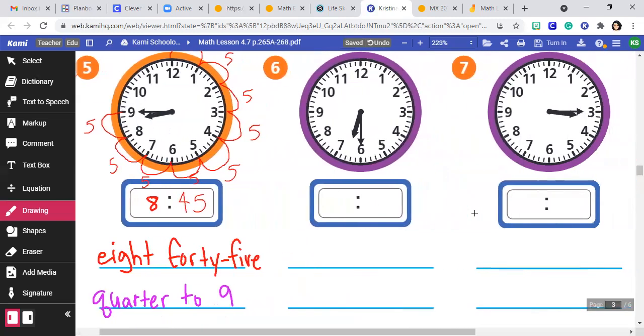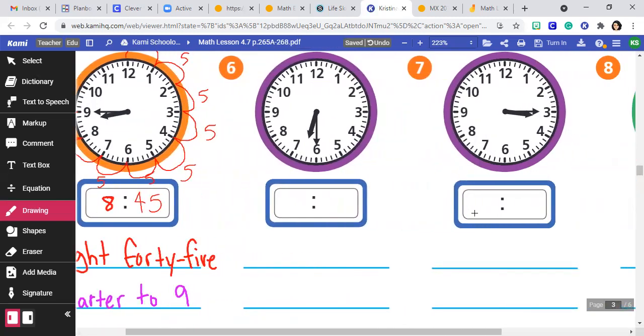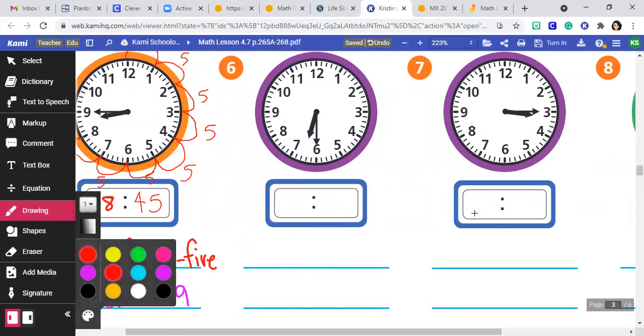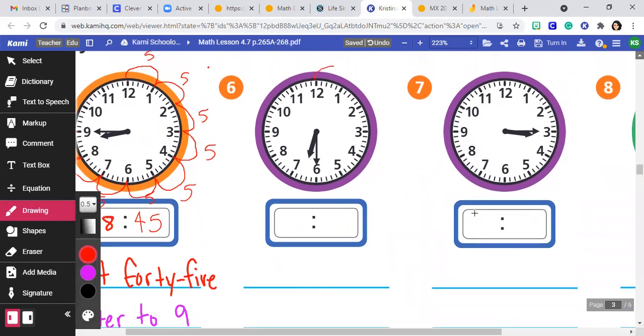Number 6. Let's start with the first question. How many minutes past the hour does this clock represent? Well, I'm going to skip count. 5, 10, 15, 20, 25, 30. Or 6 groups of 5. There are 30 minutes past the hour.